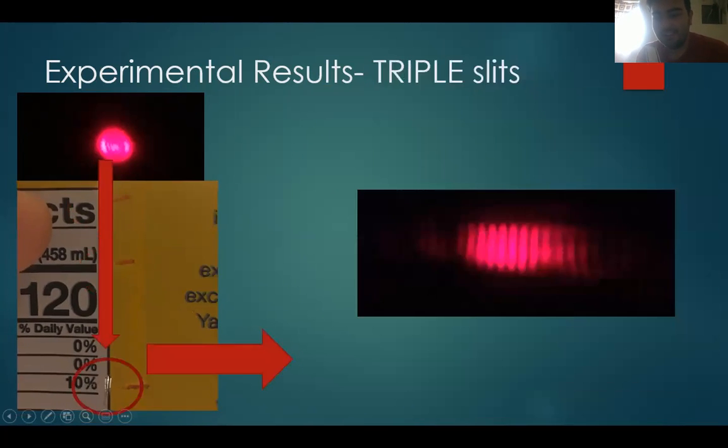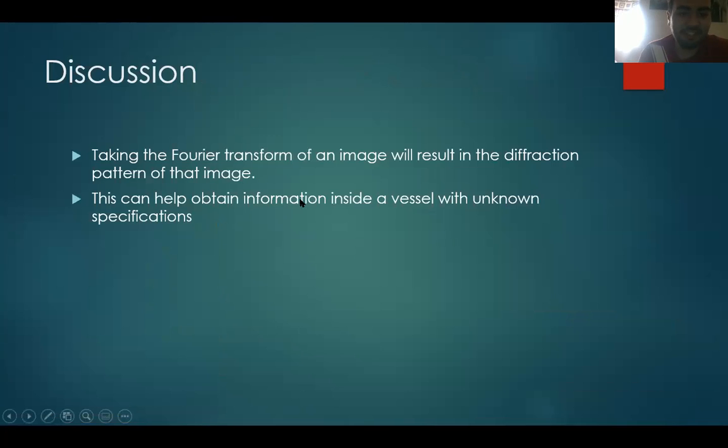So in discussion, like we talked about earlier, the Fourier transform of an image will result in the diffraction pattern of that image. And what we can do from this, not only can we just have fun with lasers and play around with light, but we can also throw light inside a vessel where we know how the aperture looks and how the diffraction pattern should look. If it comes out anything different than that, we know that there's something inside it.